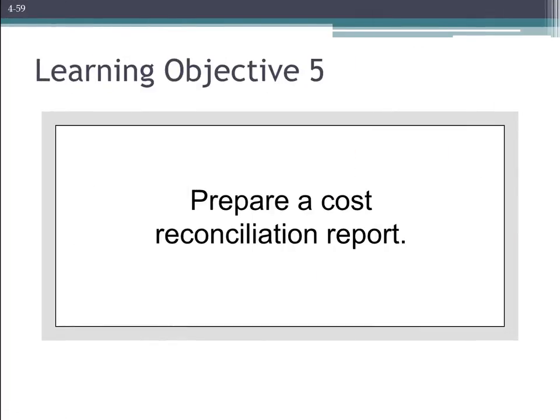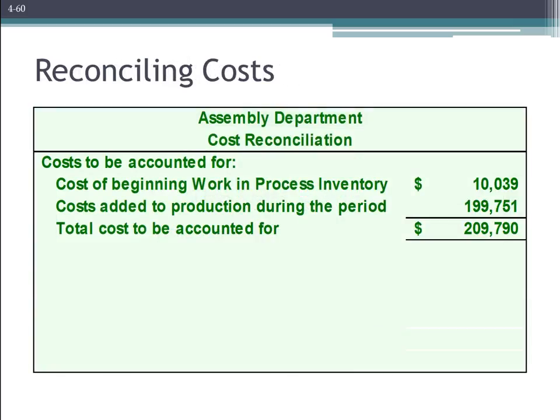And the last part of Chapter 4 is to prepare, of course, a cost reconciliation report. And all that does is assure that our costs from beginning work in process inventory plus the additions are equal to what we transferred out and the ending work in process inventory, which should remind you of handout number 2 from Chapter 1, which we will be using over and over, and that's the inventory systems, which shows beginning work in process plus additions to inventory, gives you your total amount available. And of course, you can subtract out either your ending work in process inventory to come out with the amount that was transferred out, or vice versa.